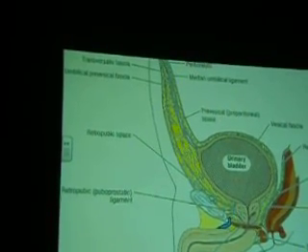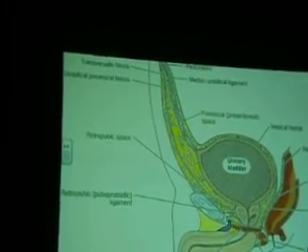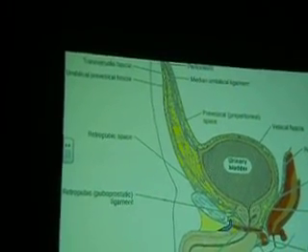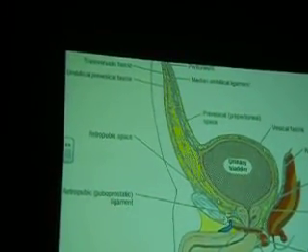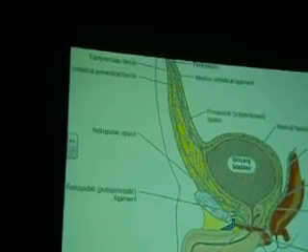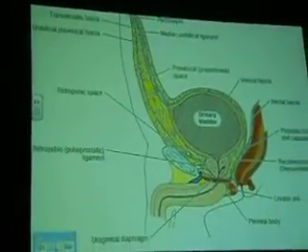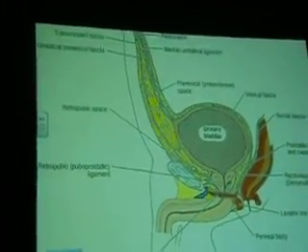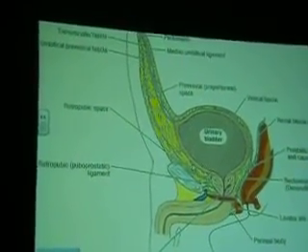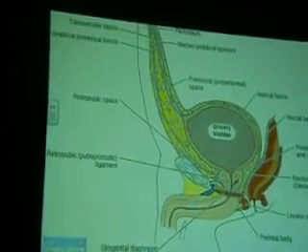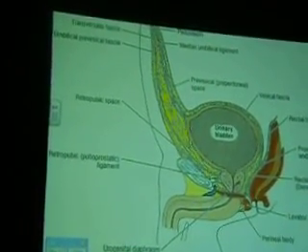And this area is referred to as the space of Retzius. Unlike the omental bursa, remember Mr. Gardner talking about the omental bursa earlier? The bursa allows things to move. The omental bursa of the stomach allows the stomach to move without physical restriction during contraction. Similarly, the bladder can move upwards.